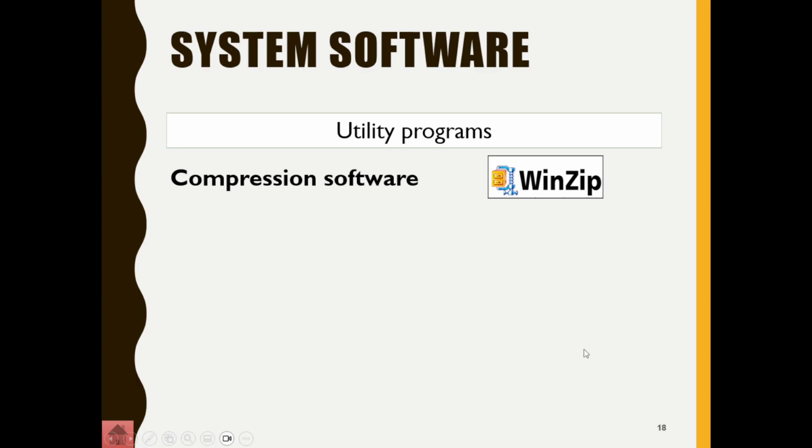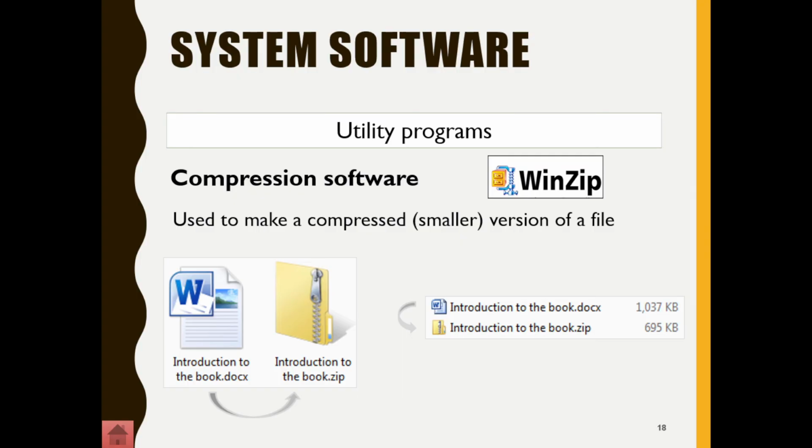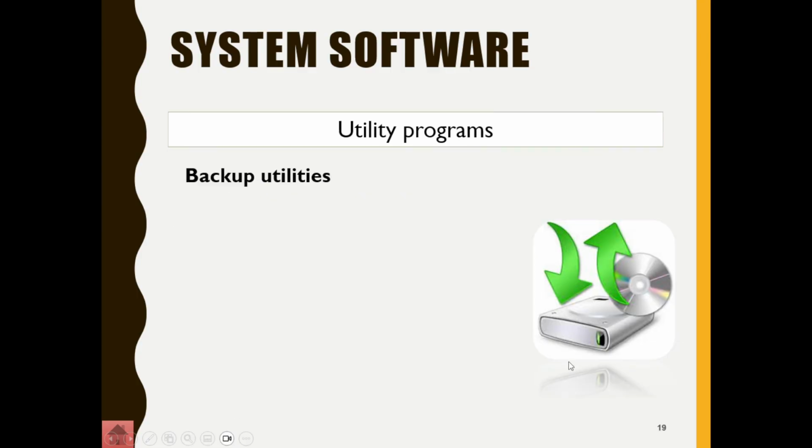Here's one: compression software. Compression software is used to make a file or folder smaller. It does not damage the file or folder. It does not interfere with anything, for example, with this Word document, it doesn't mess up any of the text inside or anything like that. It simply reduces the size. So here's a file, and here's the zipped or compressed version of that file. You can then see the difference in terms of size. So please, compression software is one.